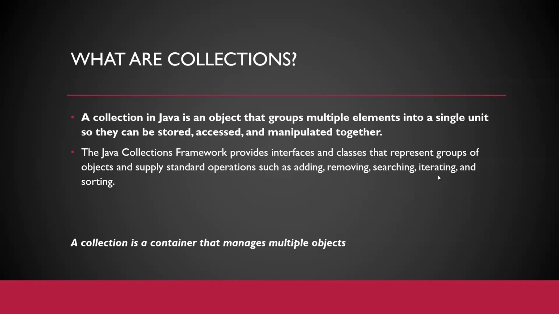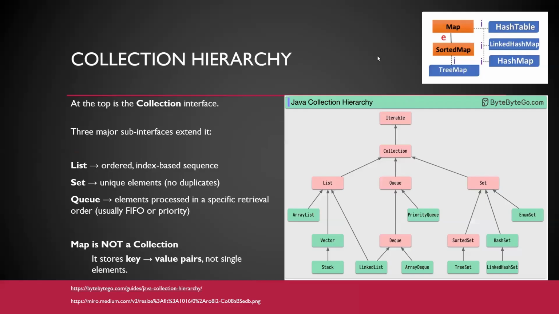But let's dive into the collections framework. There is a hierarchy in collection. At the top is collection, which inherits from iterable. Collection is an interface. Three interfaces extend collection: the list interface, the queue interface, and the set interface.